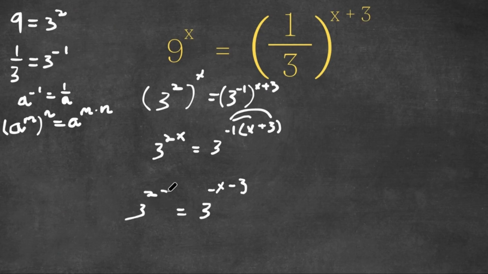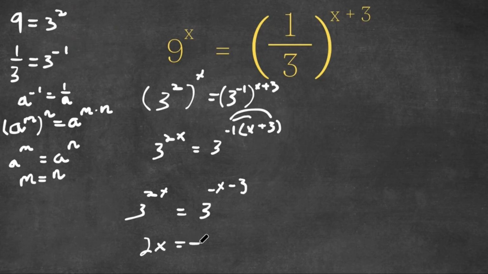And if we have something in the form a to the power of m is equal to a to the power of n, this means that m is equal to n. Because both the bases are the same, that means both the exponents have to be the same as well. So this means 2x is equal to negative x minus 3.